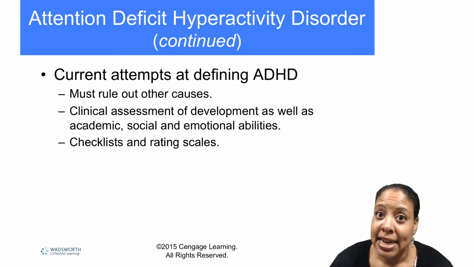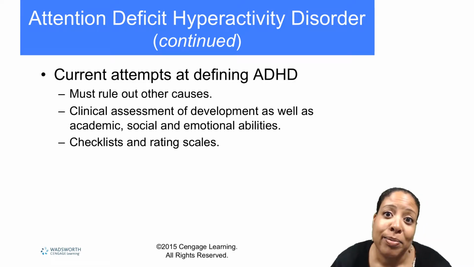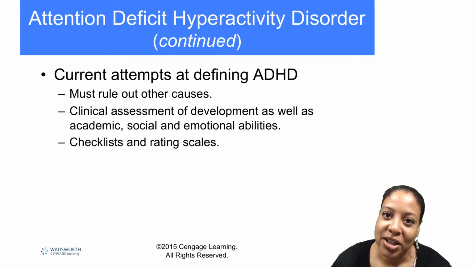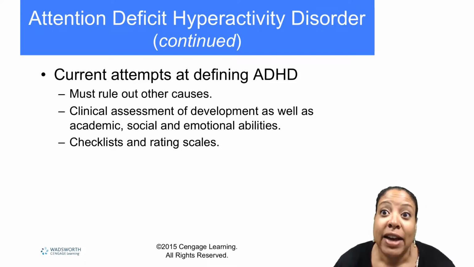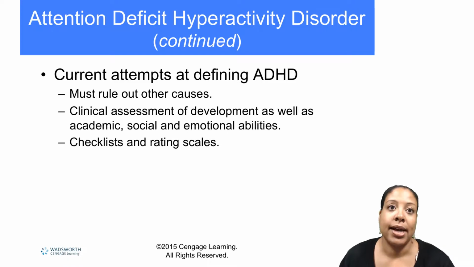Current attempts at defining ADHD. You must rule out other causes. So ADHD shouldn't be a factor of something in the environment, for example, or other issues that would then explain why the child is hyperactive. So maybe it's their diet and it's causing them to, if you're giving them an espresso in the morning, then perhaps that would be the cause of the hyperactive behavior and not a legitimate diagnosis of ADHD. Clinical assessment of development as well as academic, social, and emotional abilities. And then we would also use checklists and rating scales to determine if those criteria are met for that diagnosis.